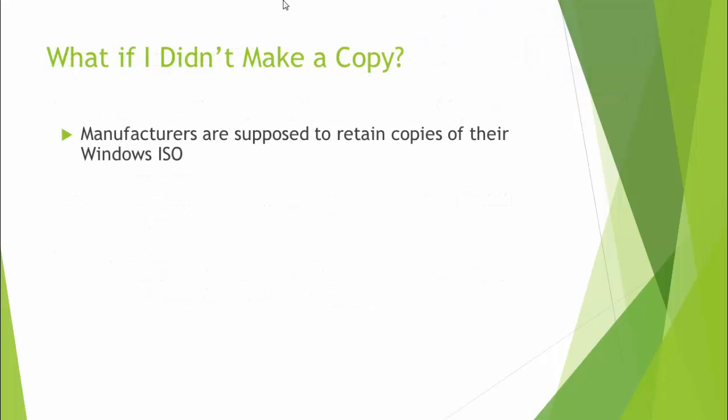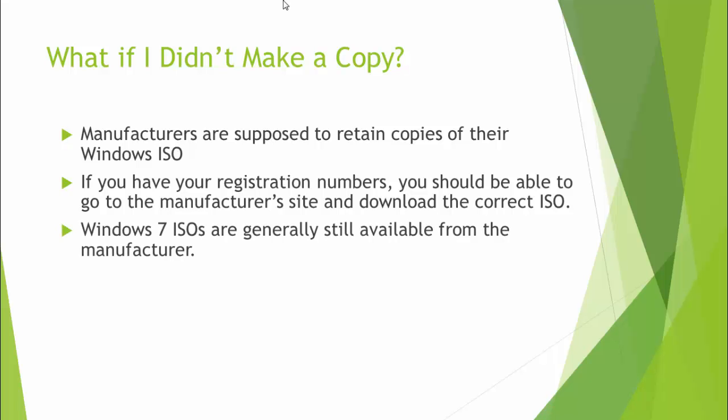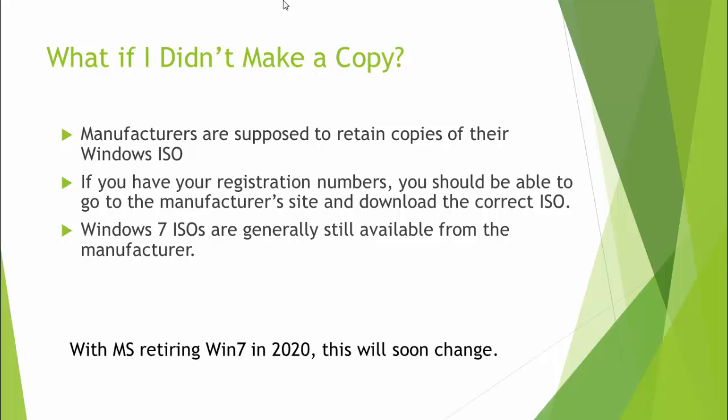Now, if you didn't make a copy, manufacturers are expected to retain copies of their Windows ISO. If you've still got your registration numbers, you should be able to go back to the manufacturer's site and download the correct ISO for your computer. Today, as of when this movie was made, Windows 7 ISOs were still generally available from the manufacturer, but with Microsoft retiring Win 7 in 2020, this is going to change very quickly. So if you're a Windows 7 user and you haven't already downloaded an ISO, you probably want to get to that.